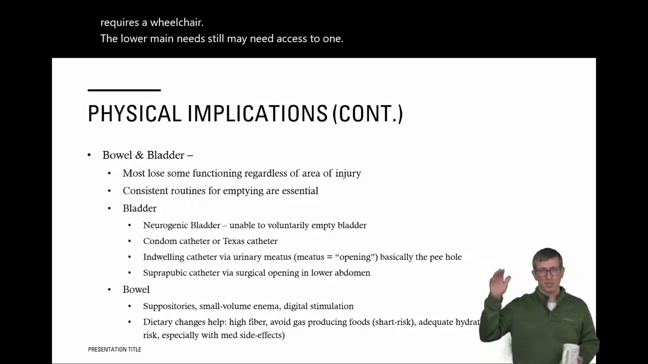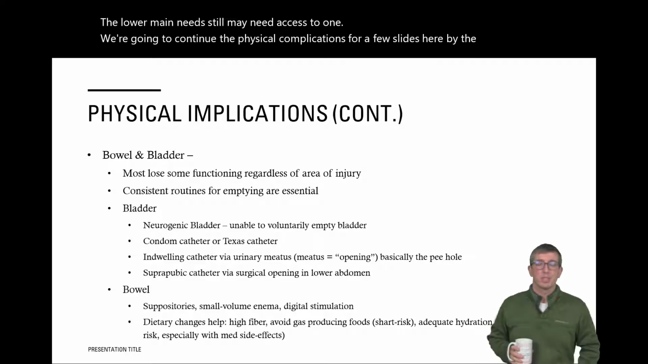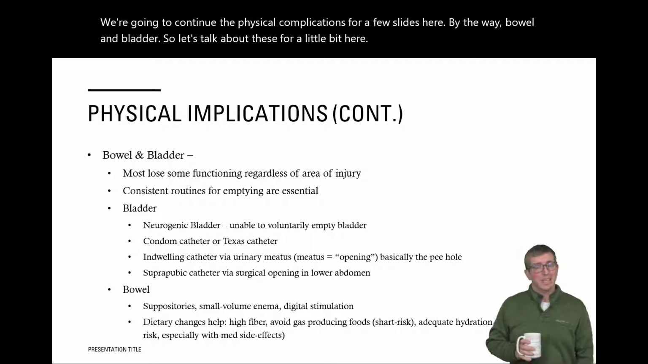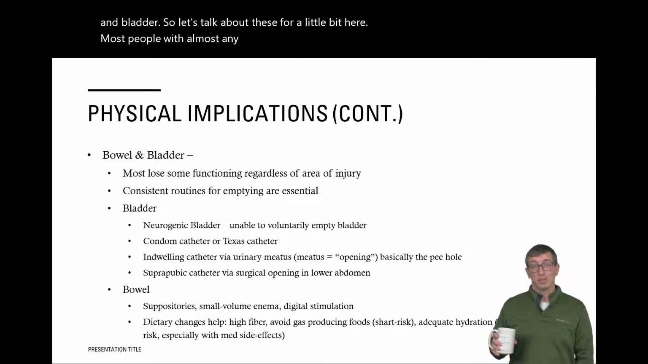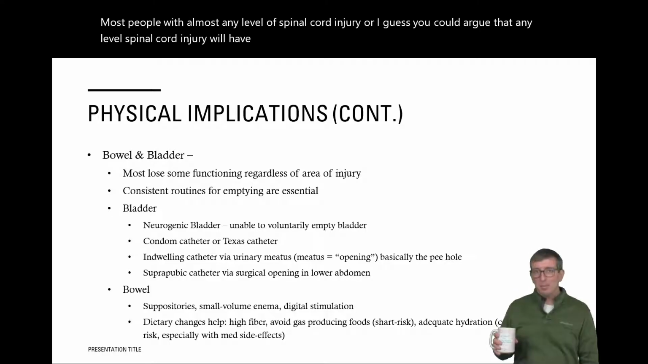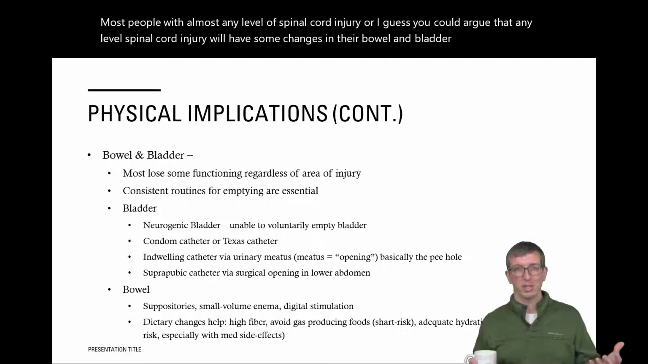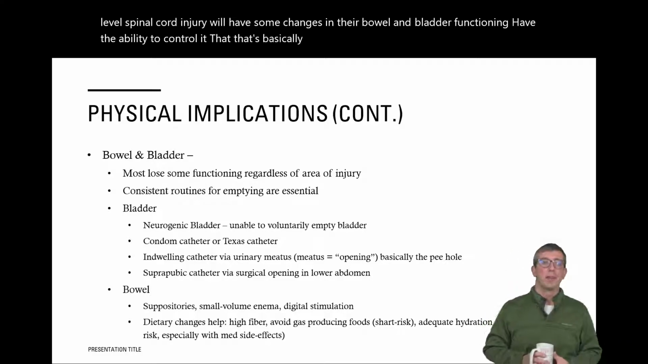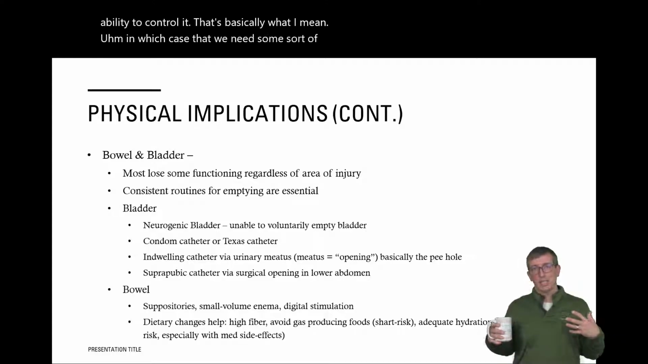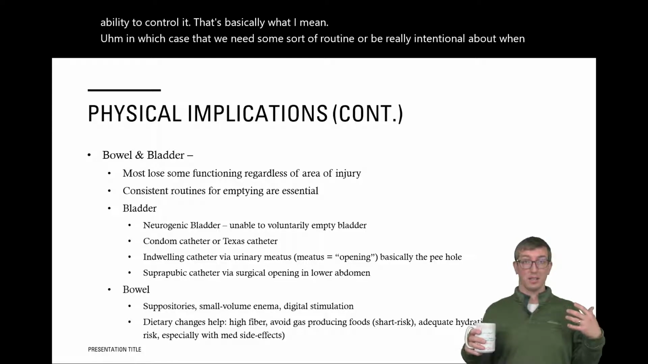We're going to continue the physical complications for a few slides here, by the way. Bowel and bladder. So let's talk about these for a little bit here. Most people with almost any level of spinal cord injury will have some changes in their bowel and bladder functioning, the ability to control it. That's basically what I mean. In which case we need some sort of routine, or to be really intentional about when and how I go to the bathroom.